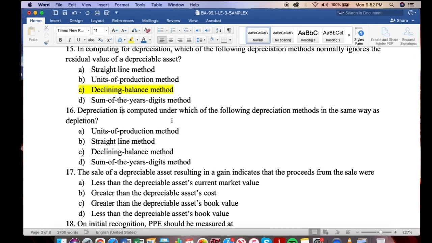Number 16. Depreciation is computed under which of the following depreciation methods in the same way as depletion? Okay.